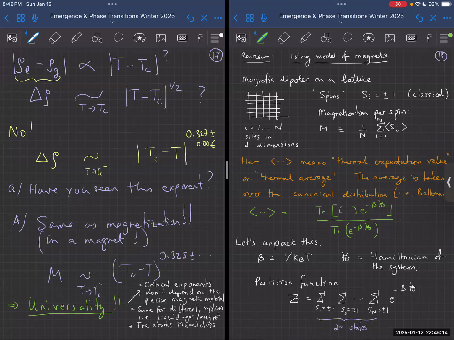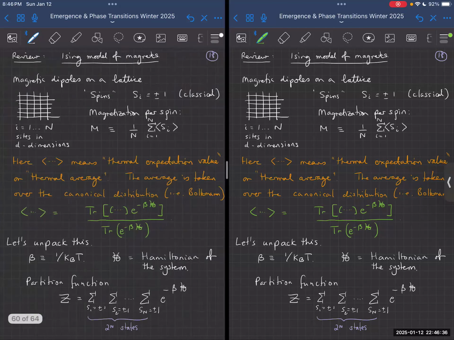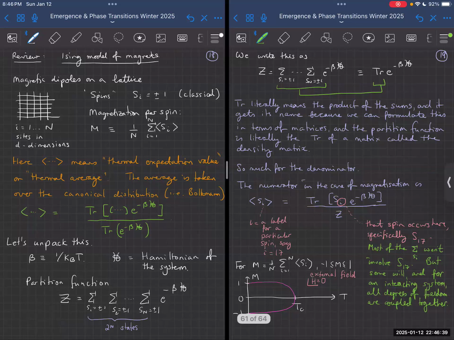And what the trace of e to the minus beta H means is you sum over the value of spin 1, which can be 2 states, plus or minus 1, then the sum over all the values of spin 2, which can be plus or minus 1, and so on and so forth until you get to the nth spin, and its two states plus or minus 1. So that's 2 to the n possible states in all. And then you plug those values of the spin variables into the Hamiltonian, compute e to the minus beta H, and then add all those things up, and that gives you the partition function.